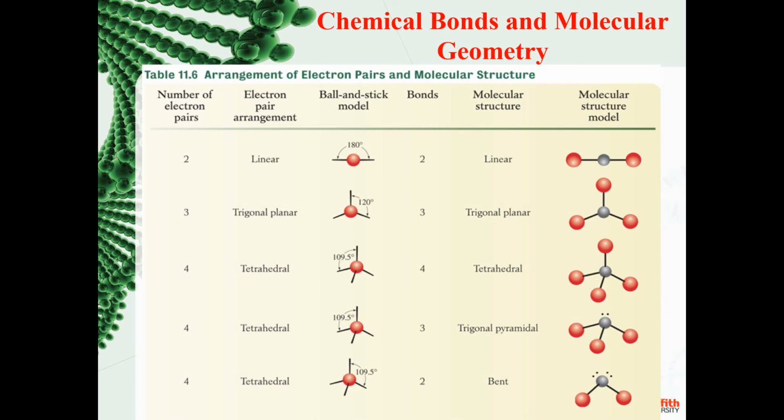Here is the table to determine the shape of the molecules again. Notice that when we have the same number of electron pairs and bonds, then the electron pair arrangement is similar to the molecular structure. This applies to the first 3 rows of the table. Remember, you need to memorize this table to predict the molecular shape in the exam.